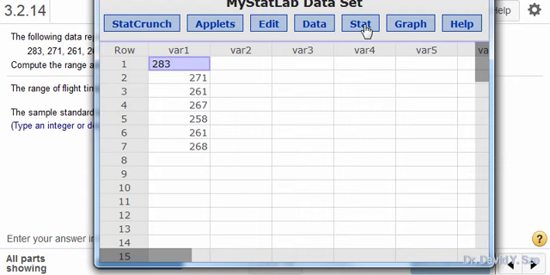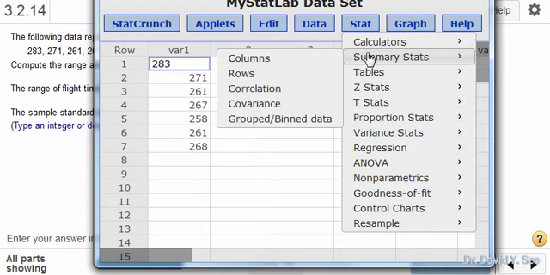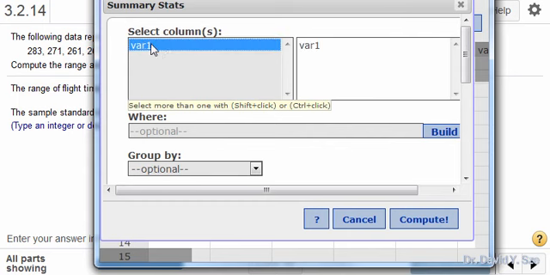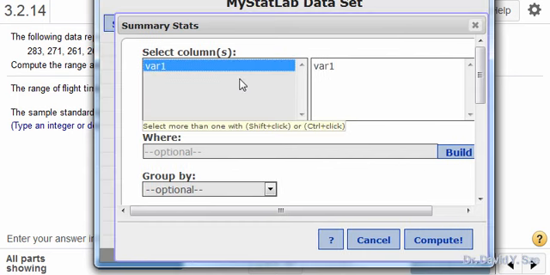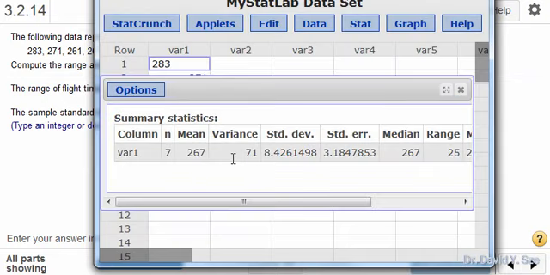The standard deviation, that's under Stat, Summary Stats, and all the data are in a column. You may have used the same routine to calculate the mean and median. We choose the column. There's only one, the first variable, and compute. So here's the mean, the median, and here is the standard deviation. 8.426, and so on.